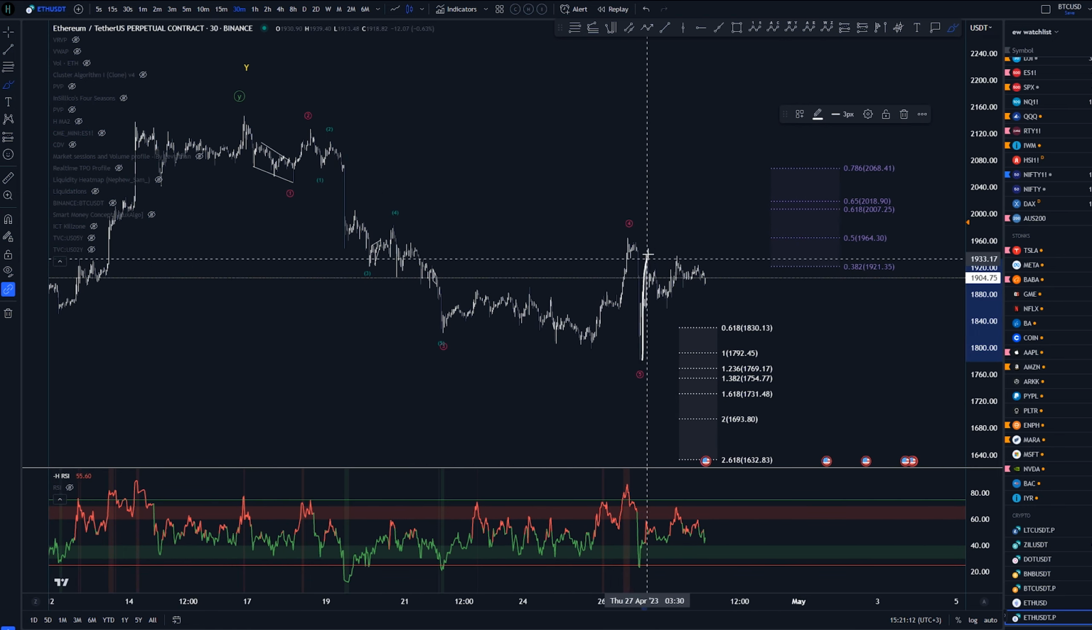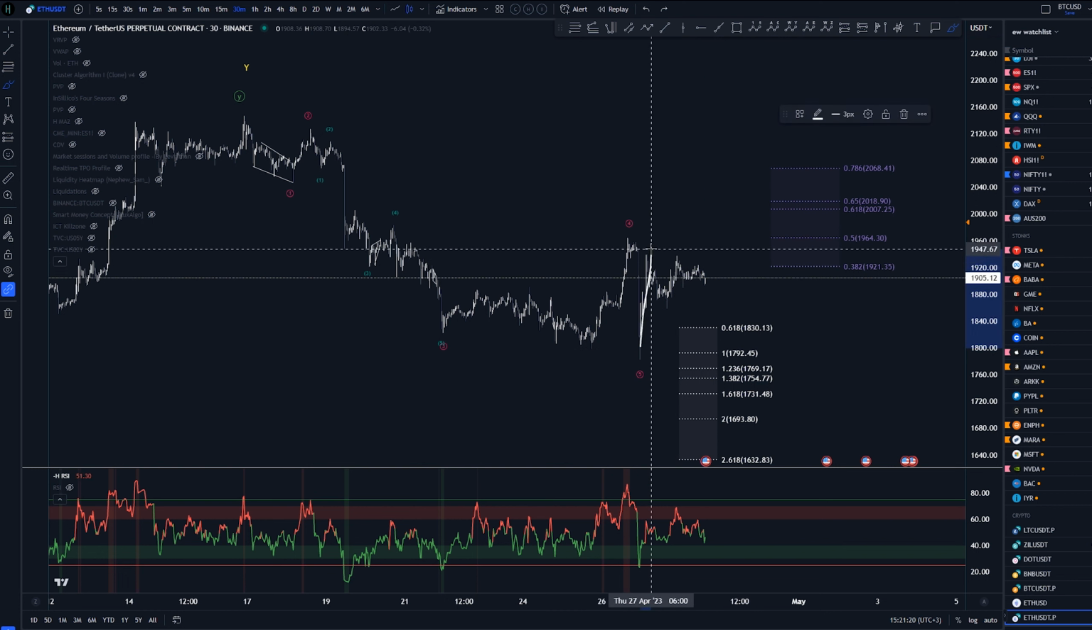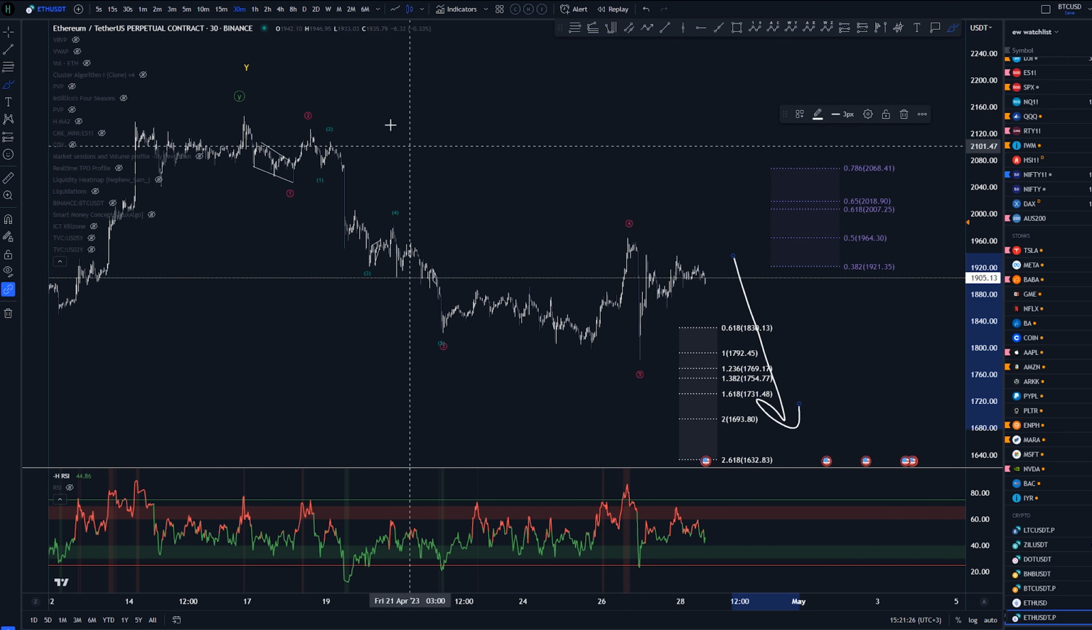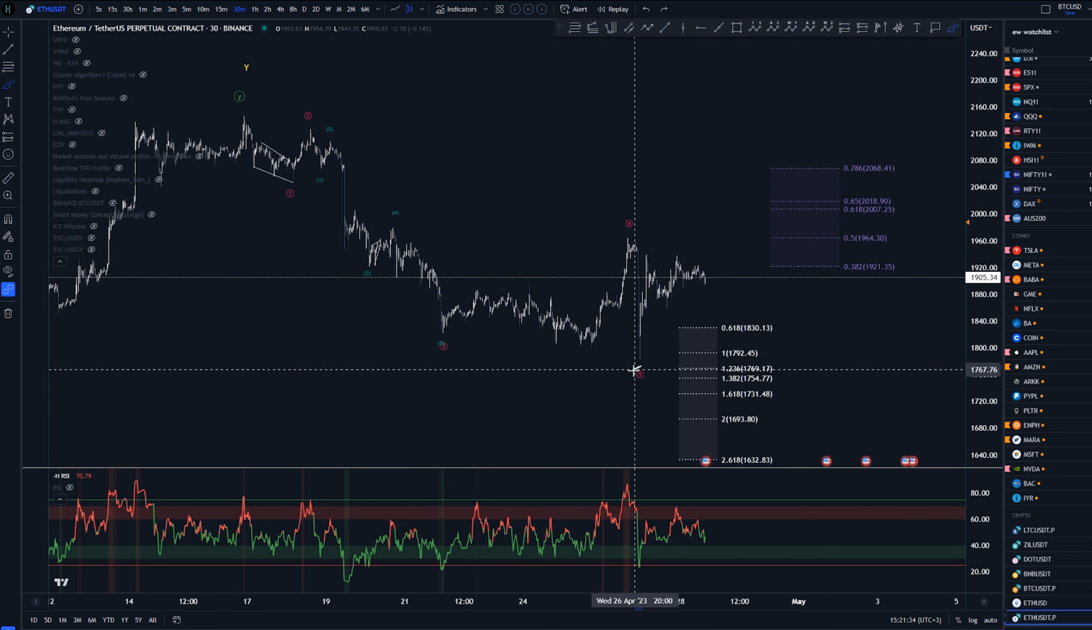If this indeed was a triangle, A, B, C, D, and E, or a B, C, D, E, you know what to do. Of course, we could be having this kind of structure, and then we would be invalidating the idea that this was an impulse to the downside and continuation of that previous trend. I don't really like that. But again, that has to be considered where you want to be placing this 5th, whether it's here or here.